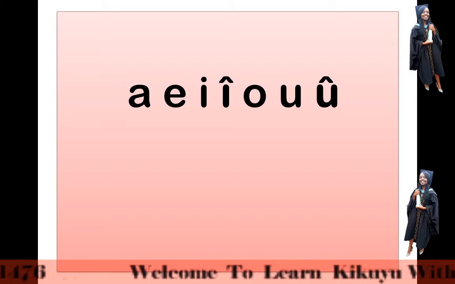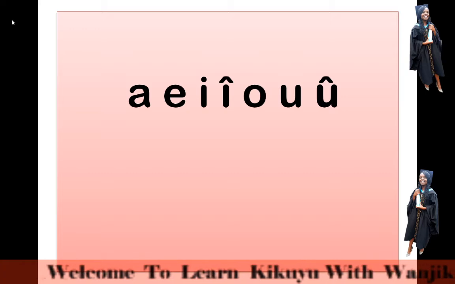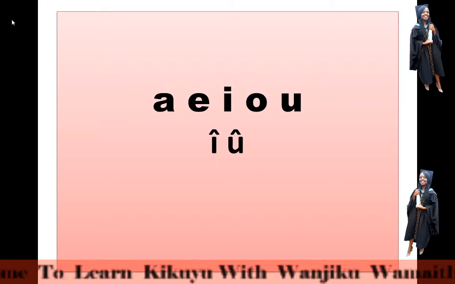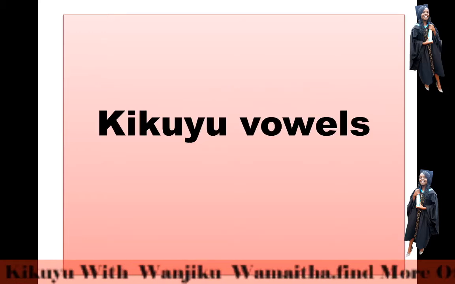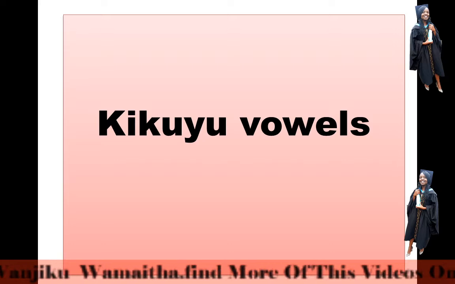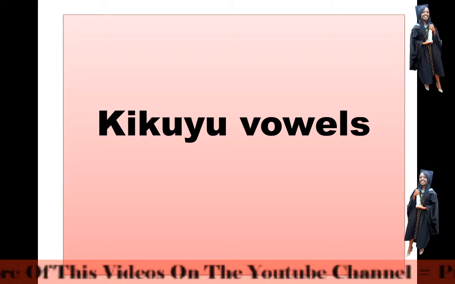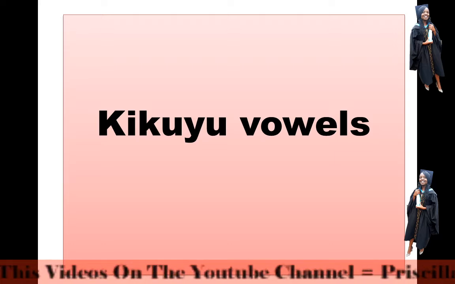In this particular lesson, we are going to look at Kikuyu vowels. In English, we learn 5 vowels. They include A, E, I, O, U. Those are the English vowels that we learn. In Kikuyu, we add 2 more vowels that distinguish Kikuyu from any other language.